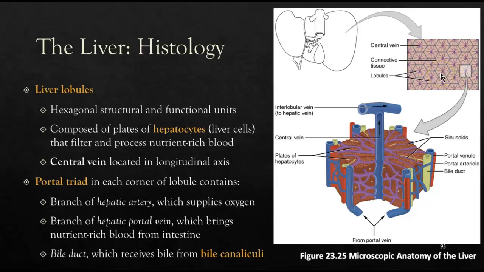These are composed of hepatocytes, which you can see as those tiny cells here in this illustration, and they help to filter and process this nutrient-rich blood that came in from the hepatic portal vein and made its way through the liver sinusoids that we see pictured here in purple. Now, once we process that nutrient-rich blood, it's going to move into this central vein, which will then connect with an interlobular vein and make its way to the hepatic vein.